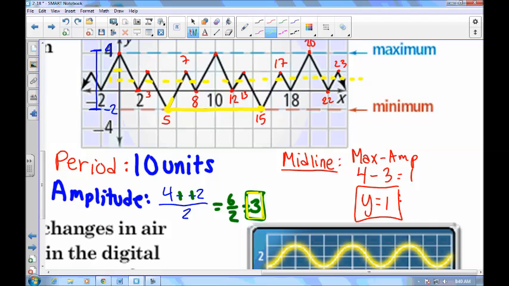That is the midline. Okay, so we found all three things. Found the period. Period is the horizontal distance from peak to peak. I like to choose the peaks. I think it's easier for me. The amplitude is how tall are the mountains. The highest mountains are 3. The lowest valleys are 3 units. And the midline is what we're oscillating around, which is y equals 1. Any questions on that?